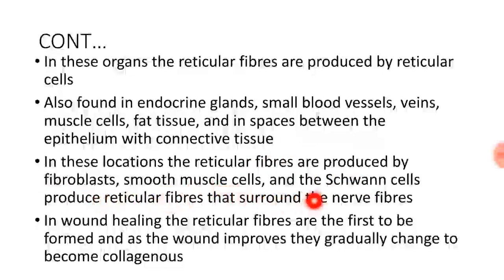Some smooth muscle cells and squamous cells produce reticular fibers that surround the nerve fibers. In wound healing, reticular fibers are the first thing to be formed, and as the wound improves gradually, they change to become collagenous. So when a person gets a wound, the first thing to be produced is reticular fibers, which help a lot in wound healing.